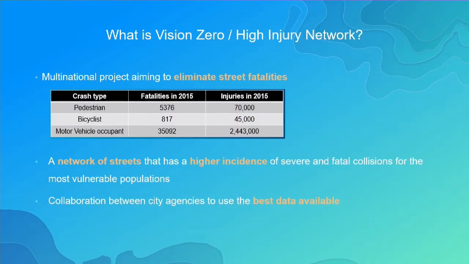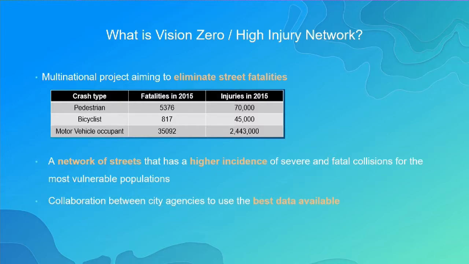So to get started with the urban problem, what is Vision Zero High Injury Network? Vision Zero is a multinational project. It's across several cities, several towns in various countries and continents. And the main target here is to eliminate the fatalities caused by road accidents, eliminate fatalities and reduce the number of major and severe injuries.